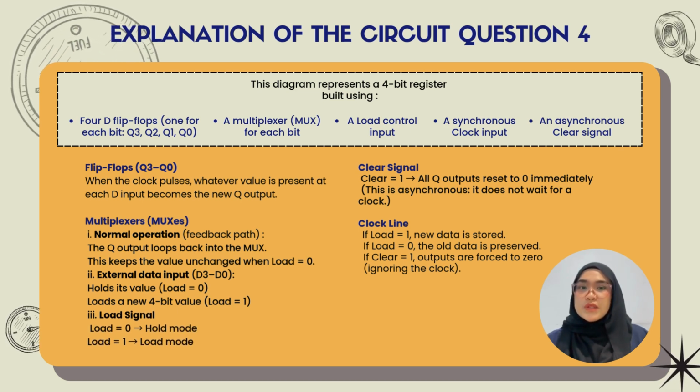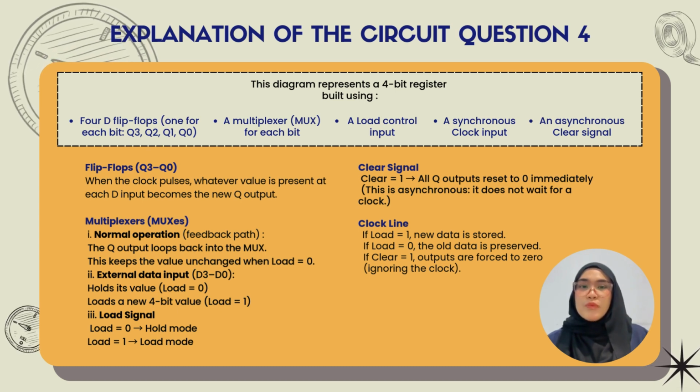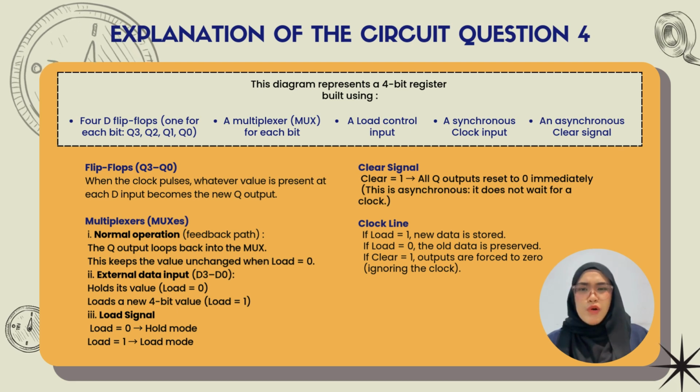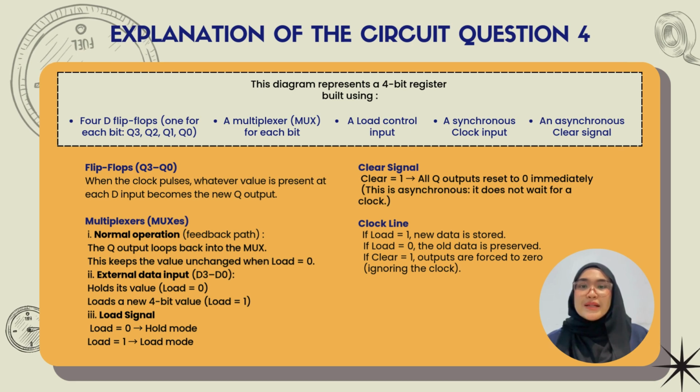When load equals 0, the feedback path is selected, so the register holds its previous value even though the clock is running. The clear signal is asynchronous, meaning when clear equals 1, all outputs are immediately reset to 0 without waiting for the clock. Overall, the clock controls when data is stored. The load signal decides whether to update or hold data, and the clear signal resets the register instantly.